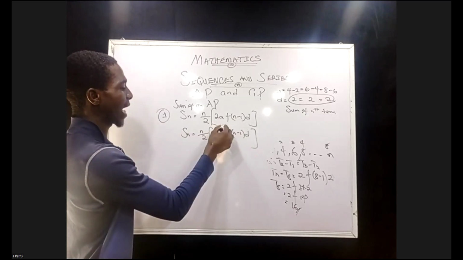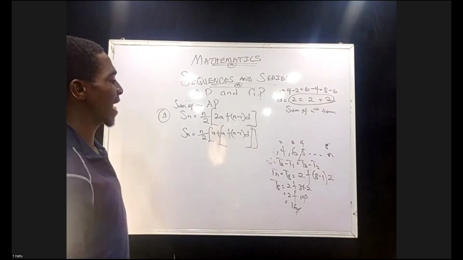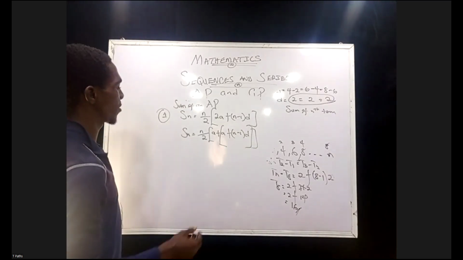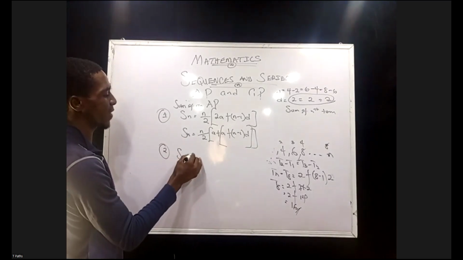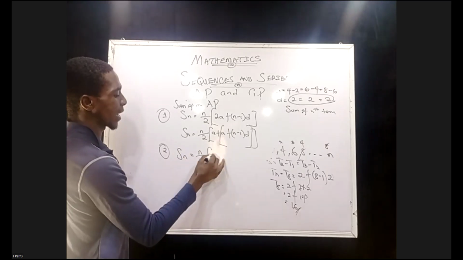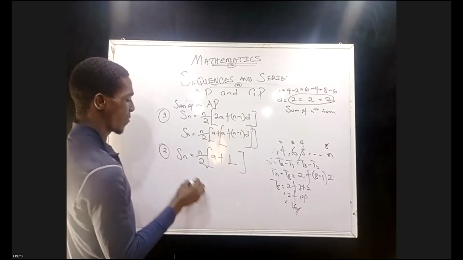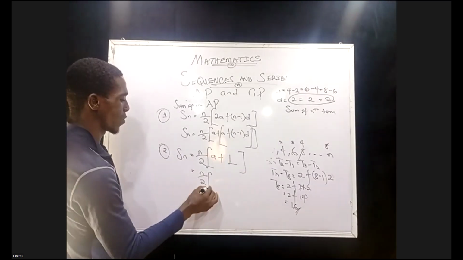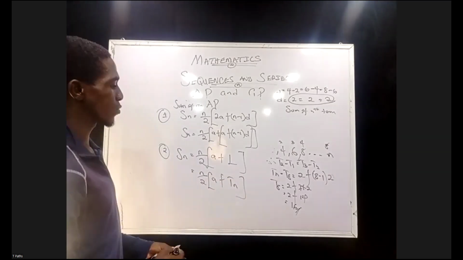If you look at this aspect here, you will see that it looks like the nth term that we defined in the previous session. So automatically, the second formula you can use to find the sum of n terms is given as n over 2, open bracket, a plus the last term. I use L for the last term, or we say n over 2, open bracket, a plus t of n, which is also the last term.